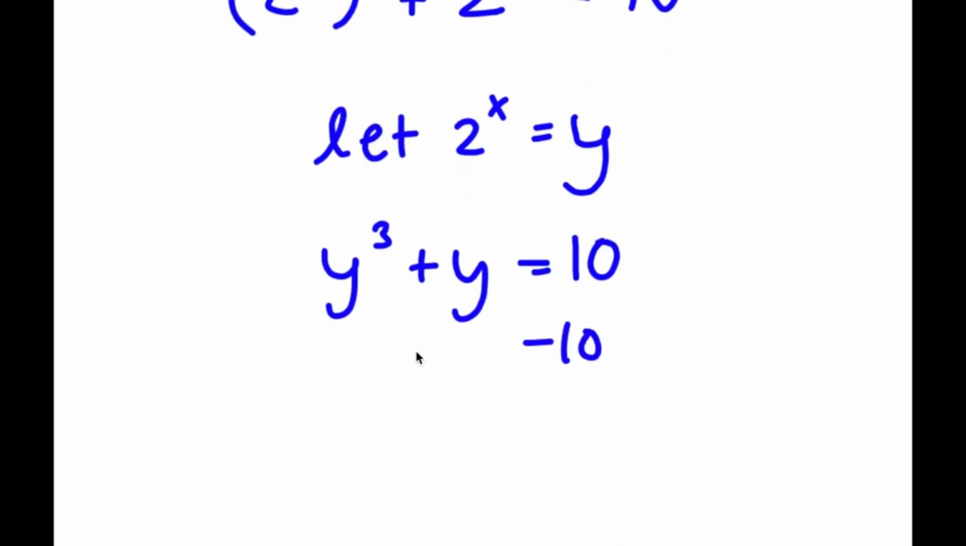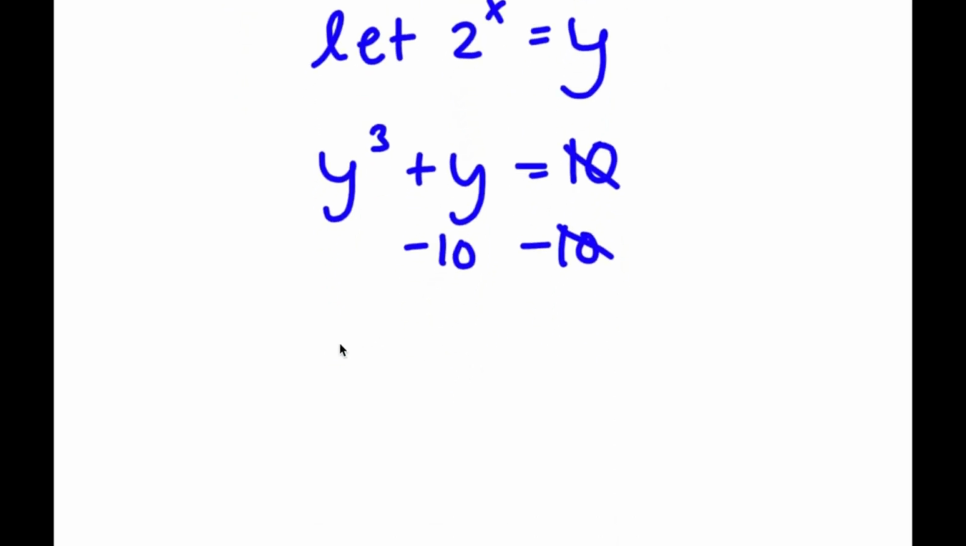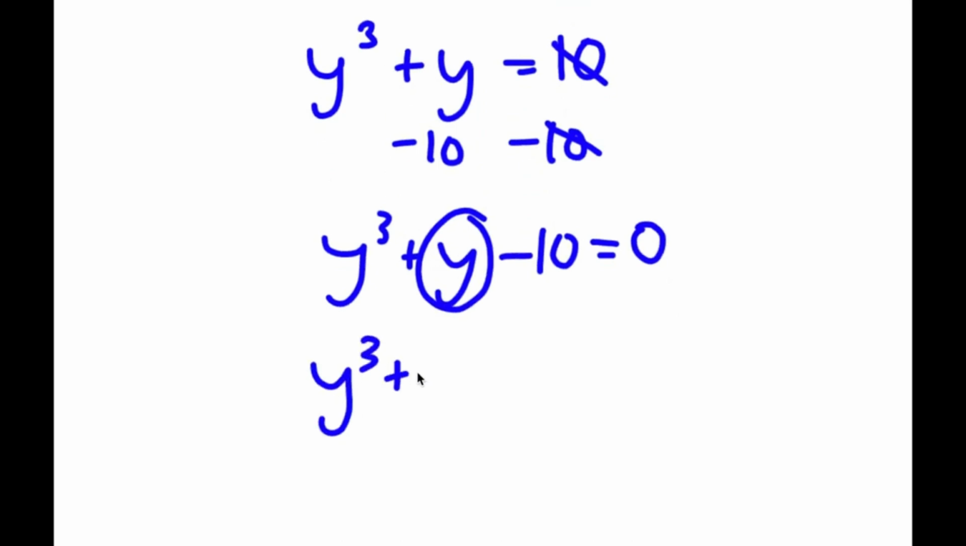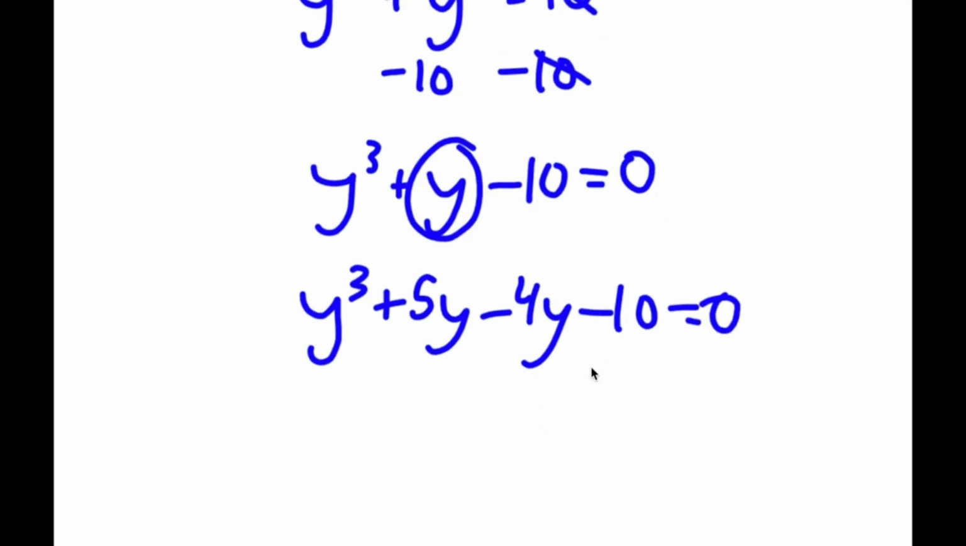Now if I subtract 10 on both sides, these two cancel out, and I get y to the power of 3 plus y minus 10 is equal to 0. Now I can rewrite y as 5y minus 4y. So I have this minus 10 is equal to 0.